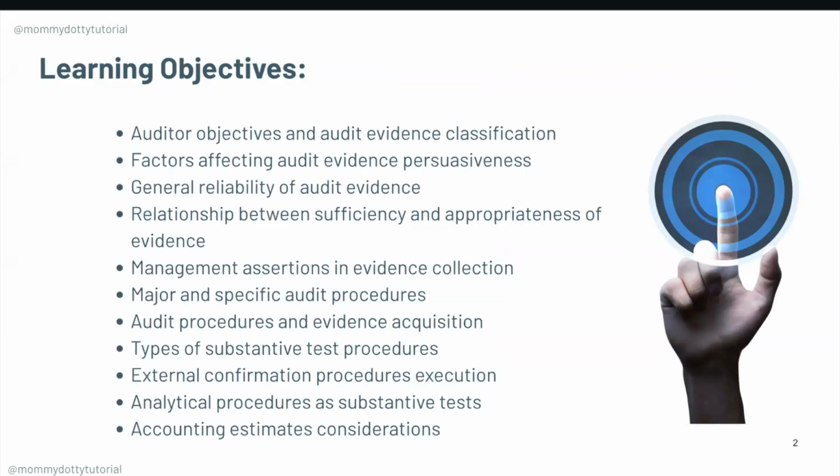By the end of this video, you will understand key topics such as auditor objectives and audit evidence classification, the factors affecting audit evidence persuasiveness, general reliability of audit evidence, relationship between sufficiency and appropriateness of evidence, management assertions in evidence collection, major and specific audit procedures and evidence acquisition, types of substantive test procedures, external confirmation procedures execution, analytical procedures as substantive tests, accounting estimates consideration.